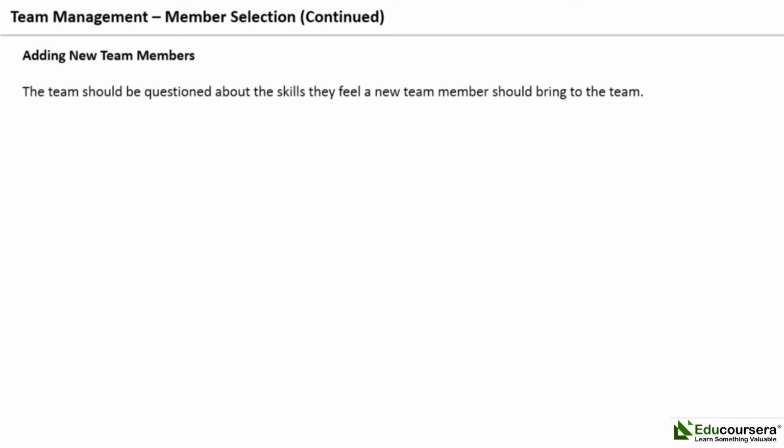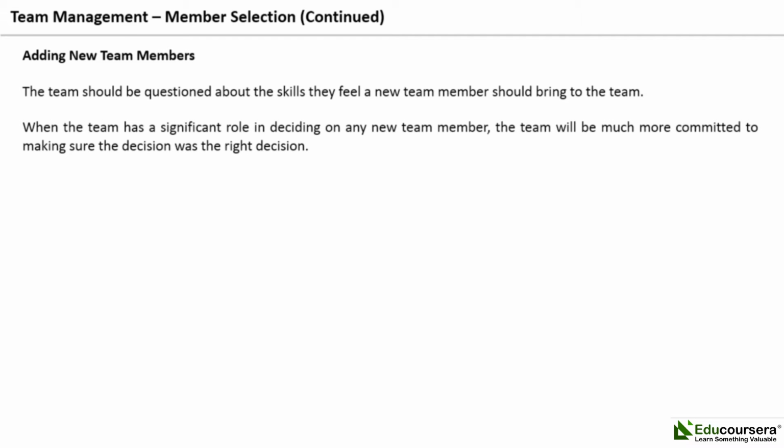Adding new team members. Care must be taken when adding new people to existing teams. The rule is not to impose an individual on a team. This can be handled by involving the entire team in the selection process. Team members interview prospective new team members either one at a time or collectively. The team should be questioned about the skills they feel a new team member should bring to the team.